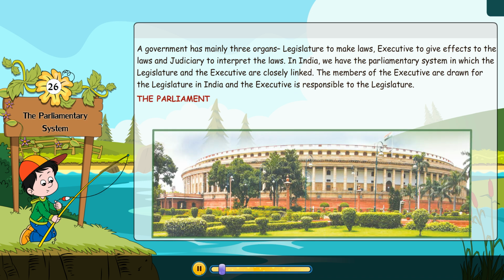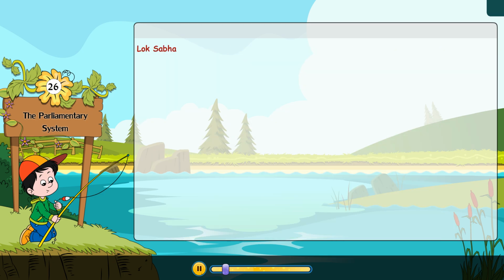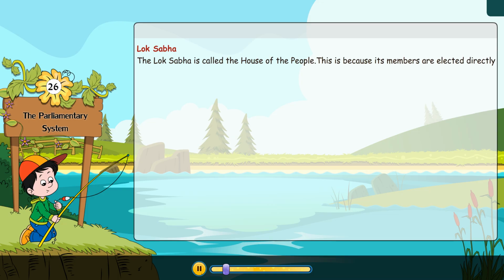The Parliament. The Indian Parliament consists of the President and the two houses of Parliament, the Lok Sabha and the Rajya Sabha. The Parliament and the two houses form the Union Legislature. Lok Sabha. The Lok Sabha is called the House of the People. This is because its members are elected directly by the people.